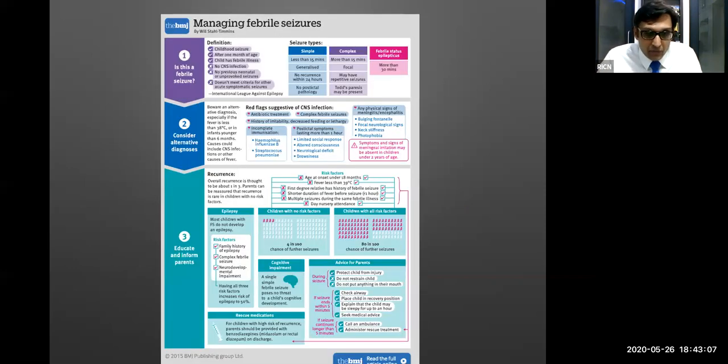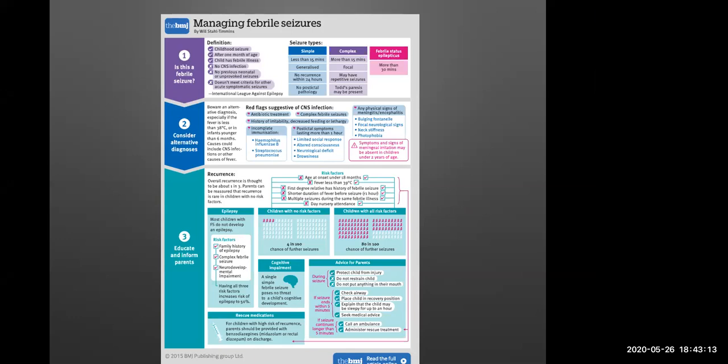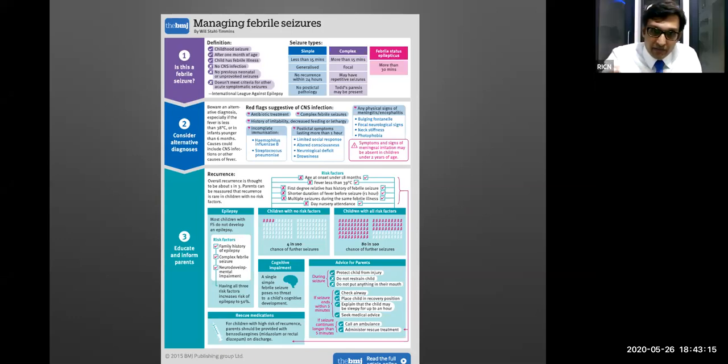So I'll just finish by putting this leaflet, and it's a beautiful leaflet which puts in 3 important questions. Is this a febrile seizure? And it gives everything there: definition, simple, complex, febrile status epilepticus. Consider alternative diagnosis, and most important, red flag suggestive of CNS infection. So do not forget that. And lastly, think about risk factors, recurrences, and educate and inform your parents before sending them home.